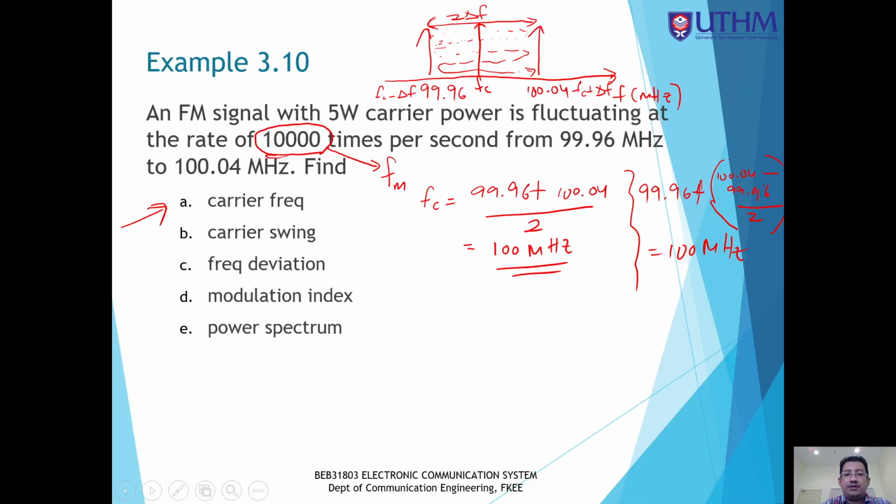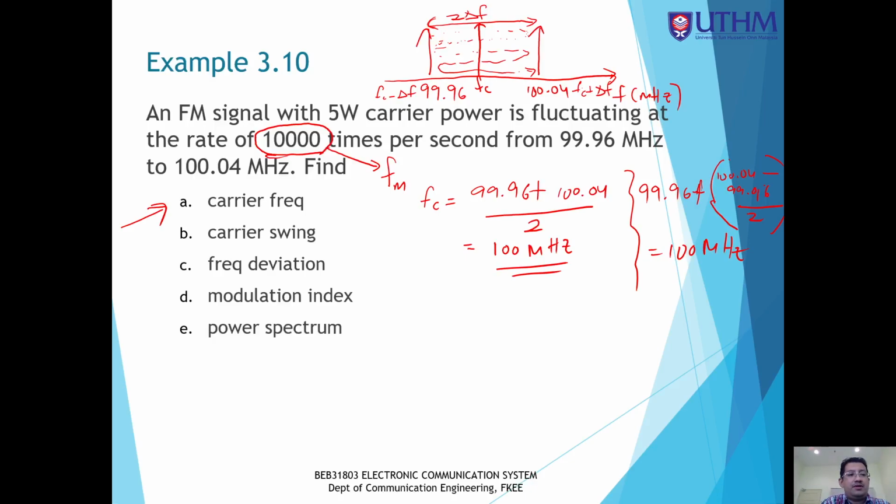Okay, so the carrier frequency is the center frequency. In this case, either you add the highest and the lowest and divide by 2, or you start from the lowest, 99.96, plus the difference, the carrier swing, divided by 2. So you get 100 megahertz, the center.